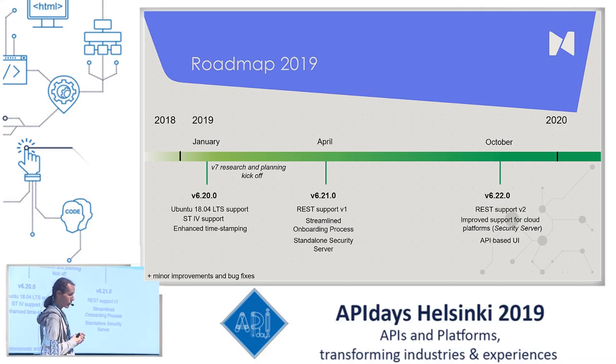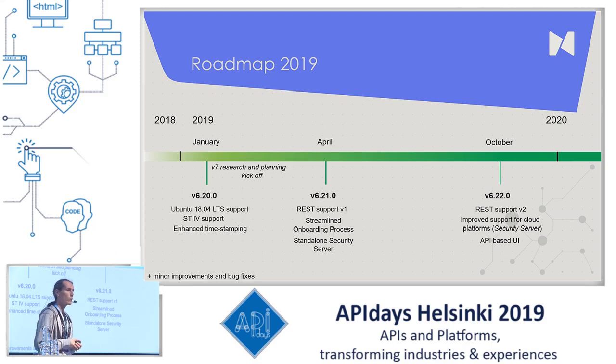So the current version supports consuming and producing REST services, but then this autumn we are also going to provide support for providing service descriptions using the OpenAPI 3 specification and bring in some more fine-grained authorization regarding REST services. Other big changes this year: a new API-based UI, which should be included in the autumn release. And then what we have already implemented is a more streamlined onboarding process, and a standalone security server.